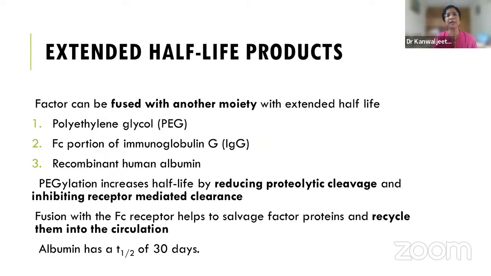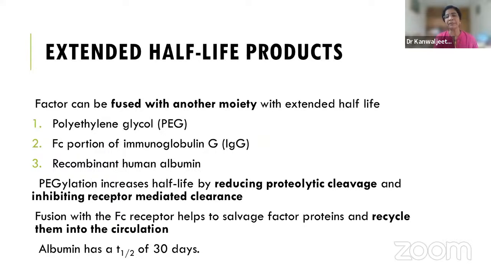So how can the half-life of a product be increased? Either we fuse a product with polyethylene glycol, as we do for different pharmaceutical preparations already in the market, or we use Fc portion of IgG fusion. And what this does is, it's an interesting concept. It leads to salvage of the factor proteins. The proteins are recycled in the lysosomes. They are not degraded. Or we combine with albumin.